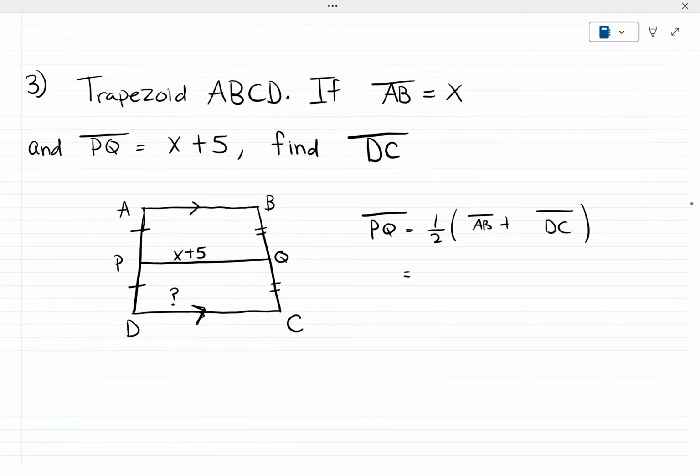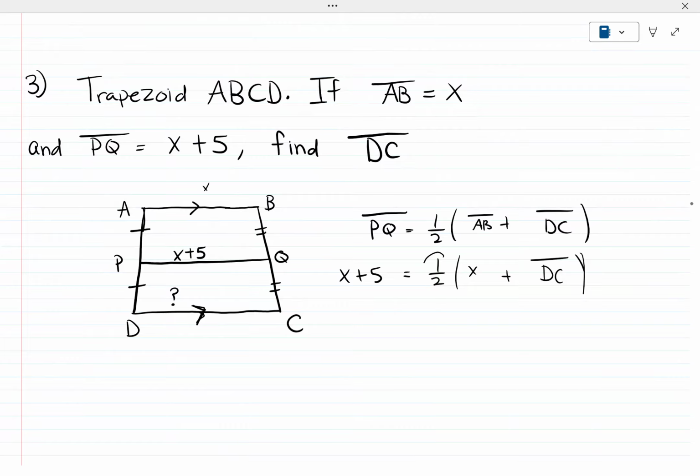Okay, so it's going to be 1/2. Do we know the line segment AB? Not quite, so we'll just call it x right now. Do we know the line segment DC? No, we don't. So I'm just going to call it line segment DC for right now. Do we know the line segment PQ? Kind of. It was given as x plus 5. Now our final answer won't be an actual value, it'll be in terms of x. So all we have to do is isolate line segment DC.